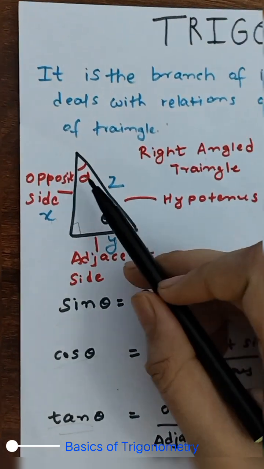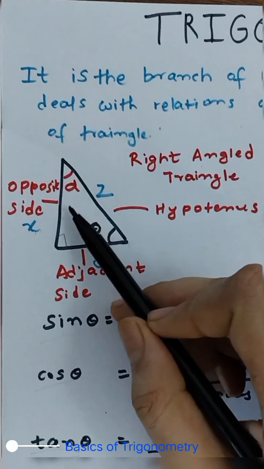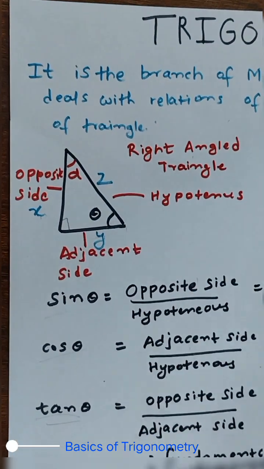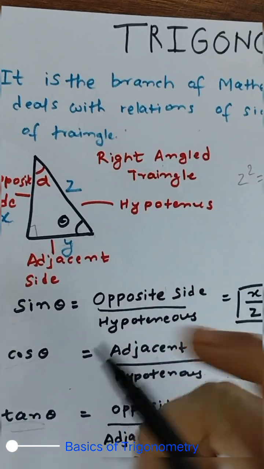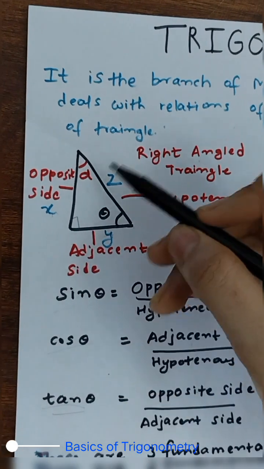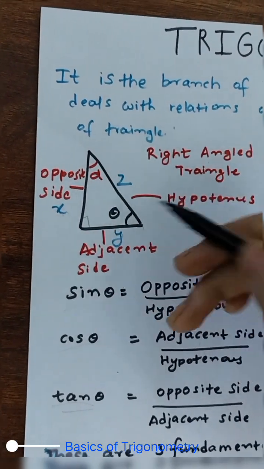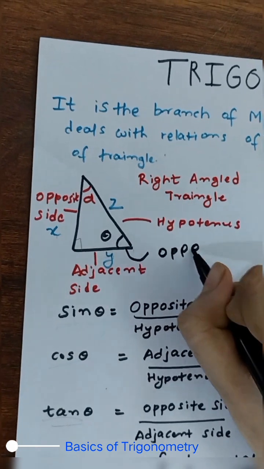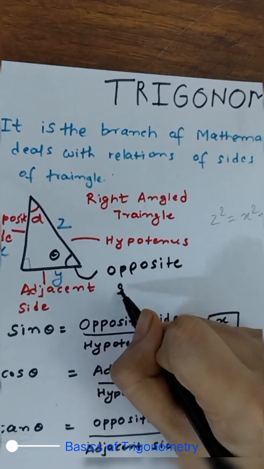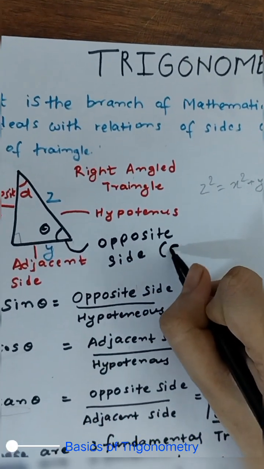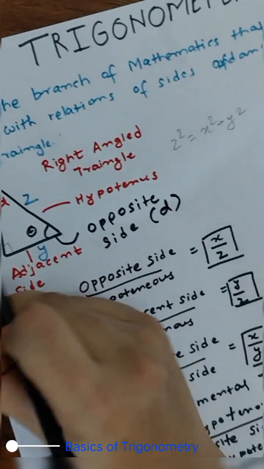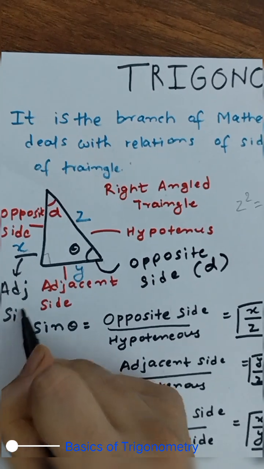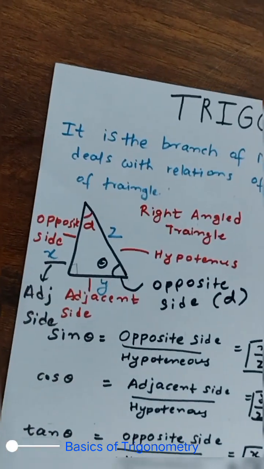Now, in case you are wondering what the trigonometric ratios for alpha are, we need to first understand what the opposite side and adjacent side are for alpha. So for alpha, the opposite side will be y. This is the opposite side for angle alpha. And the side of length x will be the adjacent side, and z will be the hypotenuse.